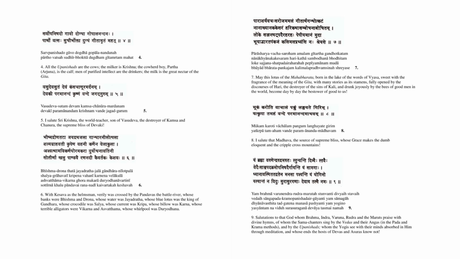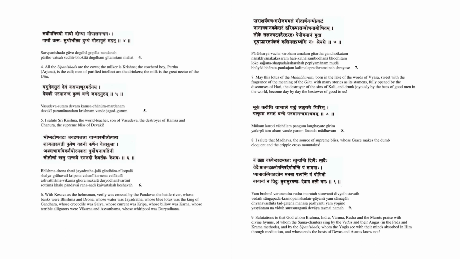Okay, let's start with the beginning here. Bhishmadrona Tata Jayadratha Jala Gandhara Nilotpala, all this is there. Now it is all describing Rana Nadi. All these sentences are describing Rana Nadi, some kind of Nadi. Nadi means river. It's a Rana Nadi, a war river. The whole Mahabharata war is like a Nadi.